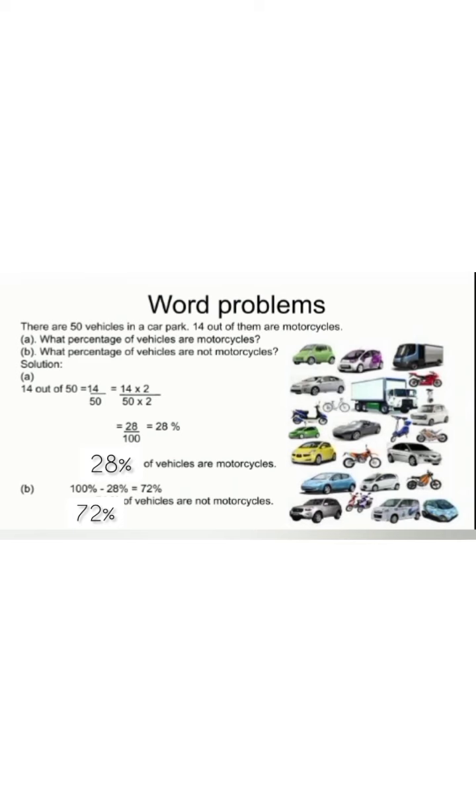Moving towards part B. What percentage of vehicles are not motorcycles? Obviously, when I take a whole and subtract the part which are motorcycles, I will be left with just the part which is not motorcycles. So I'll do the same. The whole, complete part of vehicles, is 100%. Let's subtract this 28% from 100%, which is the whole. So 100% minus 28% is equal to 72%. And 72% of vehicles are not motorcycles. So this is my final answer.